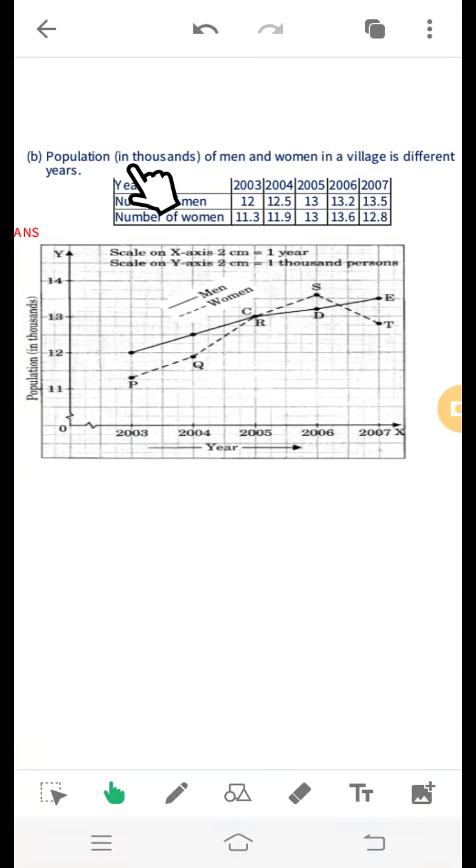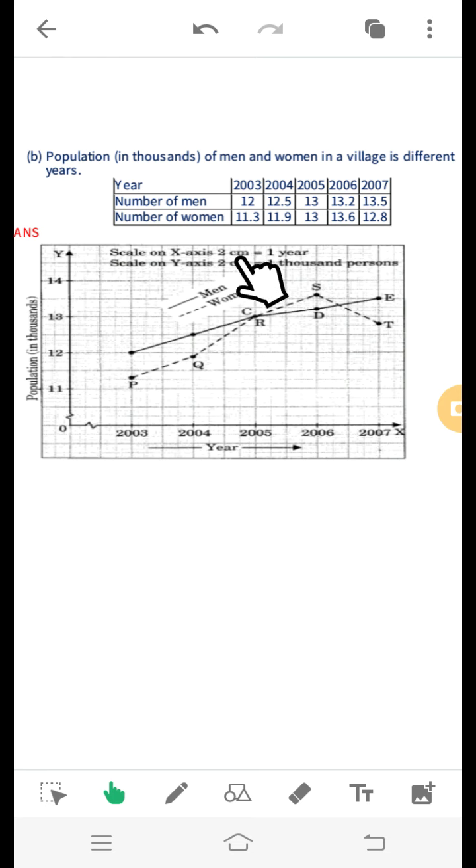B. Population of men and women in a village in different years. Years is given, number of men, number of women is given. On the X-axis, we have defined the years, y-axis population in thousands. Now here two things are given, number of men and number of women. So we have to show one information with the continuous line and one information with the dotted line. Here we are taking continuous line for the men, dotted line to show the number of women. Now check on x-axis 2 centimeter is equal to 1 year, on y-axis 2 centimeter is equal to 1000 persons.